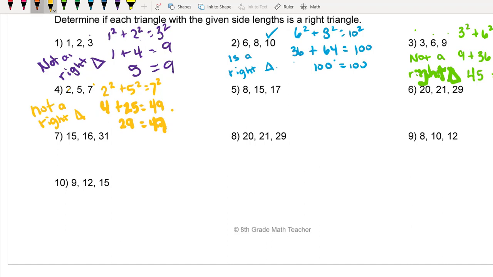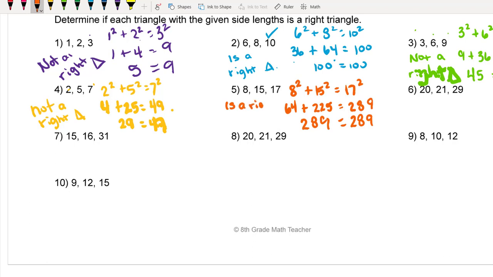8, 15, and 17. Already in order from least to greatest, so 8 and 15 are the legs and 17 is the hypotenuse. 8 squared is 64. 15 squared is 225. And 17 squared is 289. 64 plus 225 is 289. And 289 is already over here, so this is a balanced equation, and this is a right triangle.